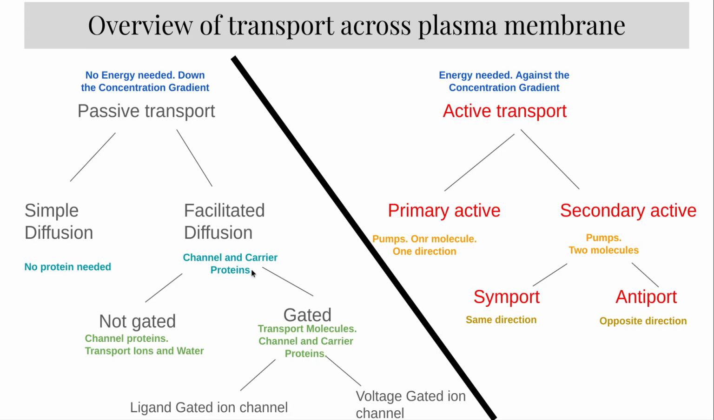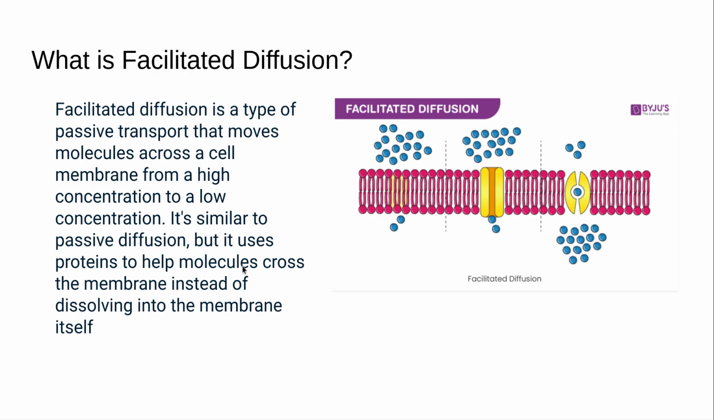And there are two types of proteins that are involved in facilitated diffusion. So here you have channel proteins. Channel proteins are proteins that are basically opening up like tubes. Think of tubes. And then you have carrier proteins. Carrier proteins change shape physically as they transport the molecule and carry it from one side to the other side.